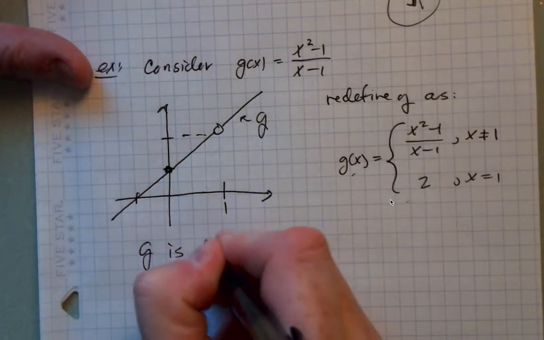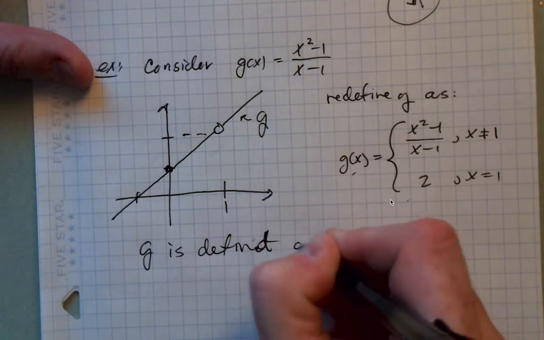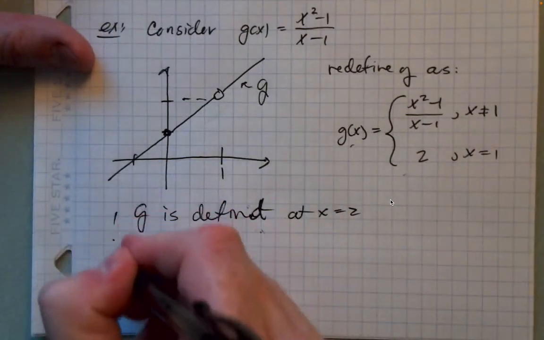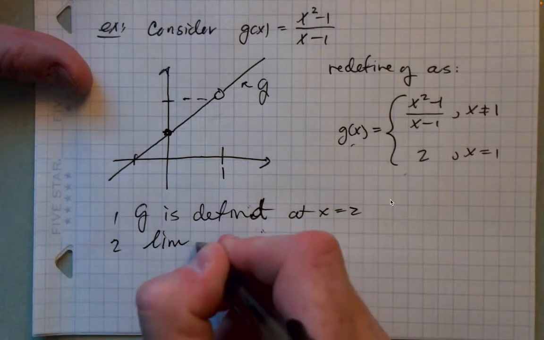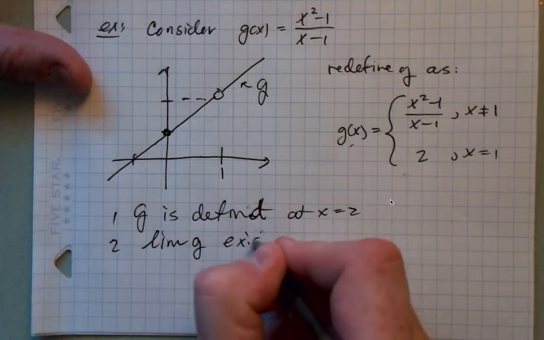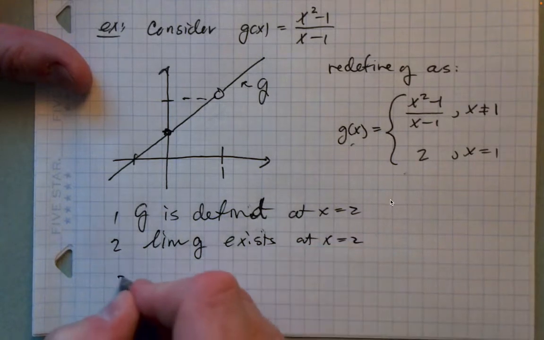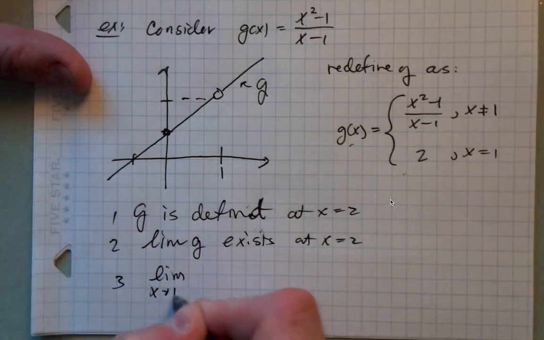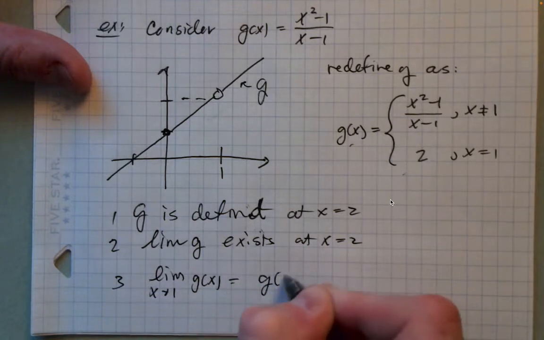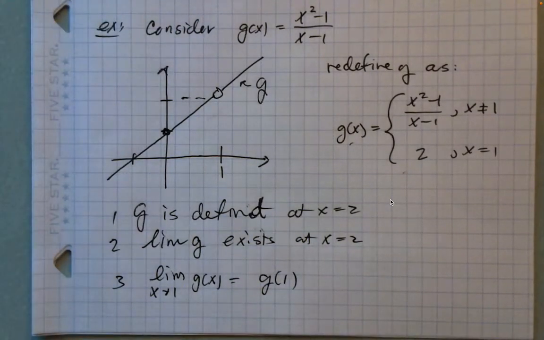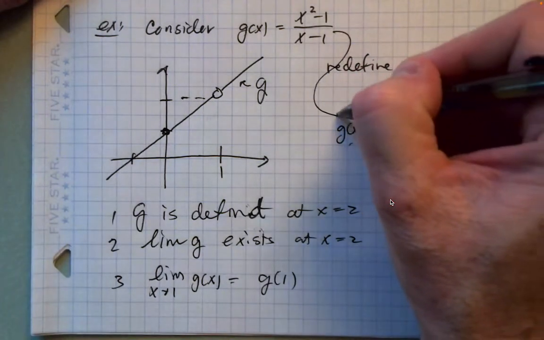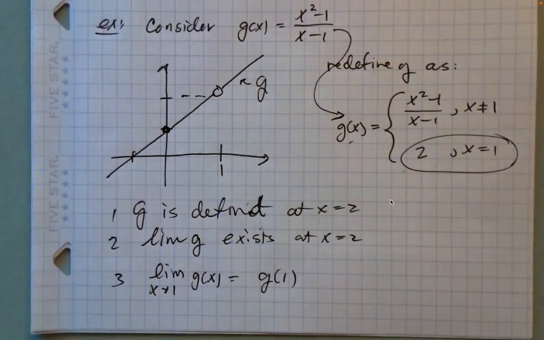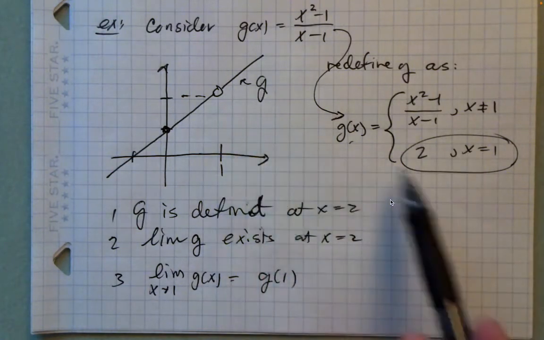So g is defined at x equals 1. The limit of g exists at x equals 1, and the limit as x approaches 1 of g of x equals g of 1. Okay, so those three conditions make g continuous, and the way we did it was by redefining the function specifically at this point, x equals 1, in such a way that you get continuity, of course. So aligning the value of the function with the limit at that point.